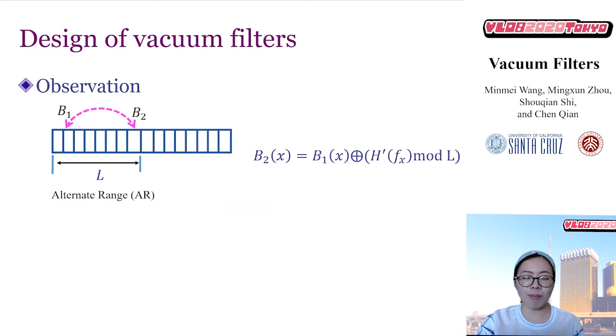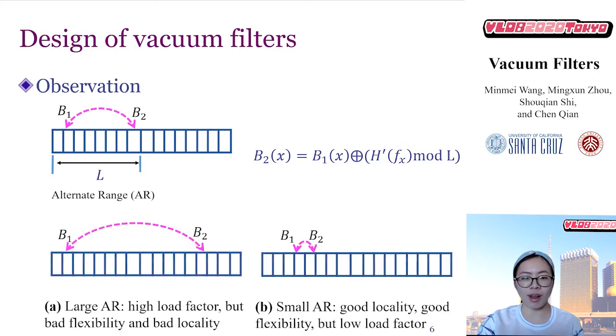We first talk about the design of the vacuum filters. We begin with an observation. If we group L buckets into a trunk, and we limit the 2 candidate buckets of any item to be in the same trunk, we call the length of the trunk L the ordinal range. We find that with a large ordinal range, the filter can provide a high load factor but bad flexibility and bad locality, while with a small ordinal range, the filter provides good locality and good flexibility, but a low load factor.